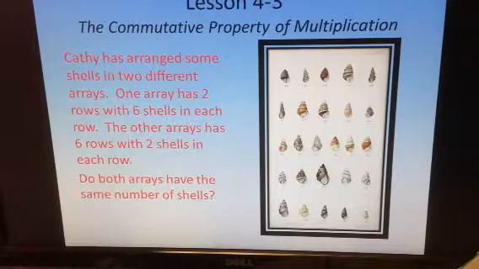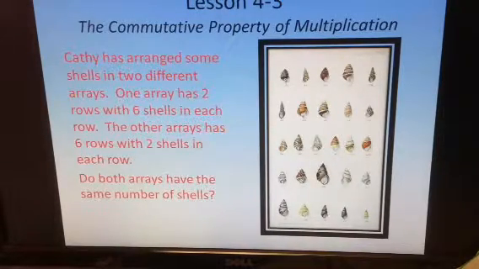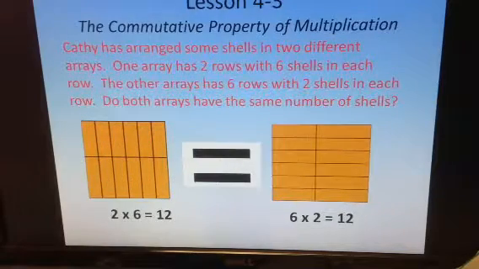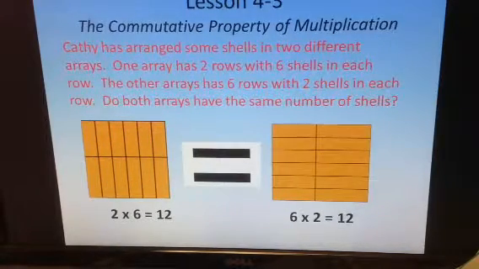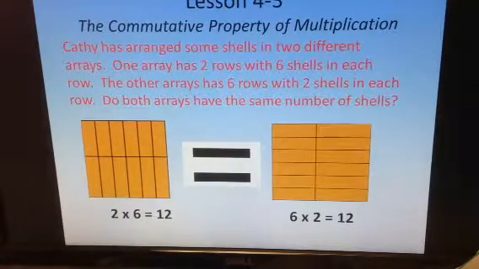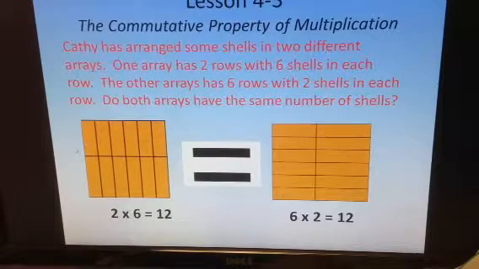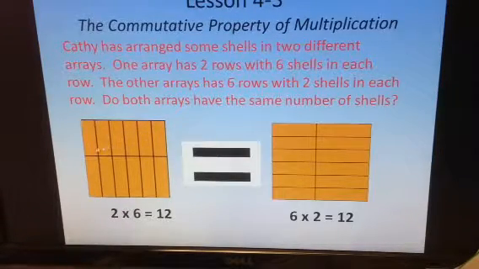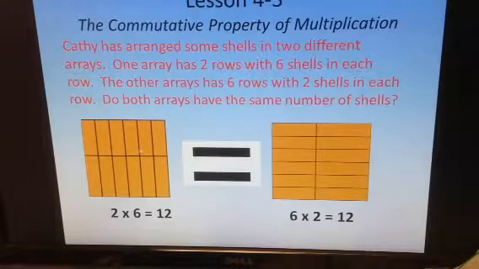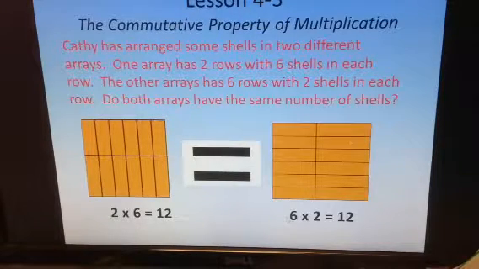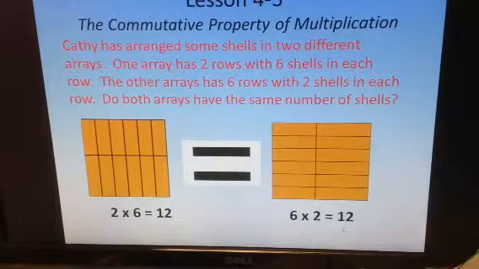You're just turning that array on its side. It's the same product. 2 times 6 equals 12, and 6 times 2 equals 12. These arrays are symbols of the problem. We were talking about 2 down, 6 across, 6 down, 2 across. They both are equal to 12.